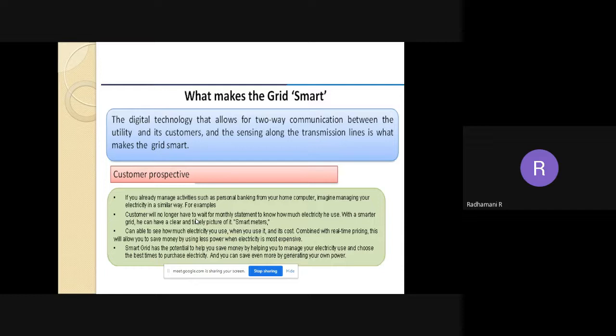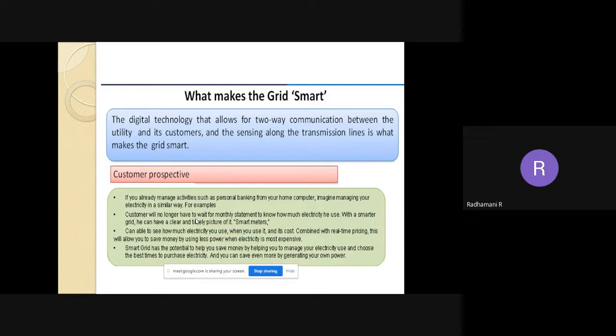In the case of a normal conventional electric grid, the consumer has to wait for the monthly statement, isn't it? If you make the grid smart, consumers no longer have to wait for the monthly statement. Easily they can know how much energy they are using and what the cost of electricity is, and each and every piece of information they know at a time. There is no need to wait for the electricity bill.